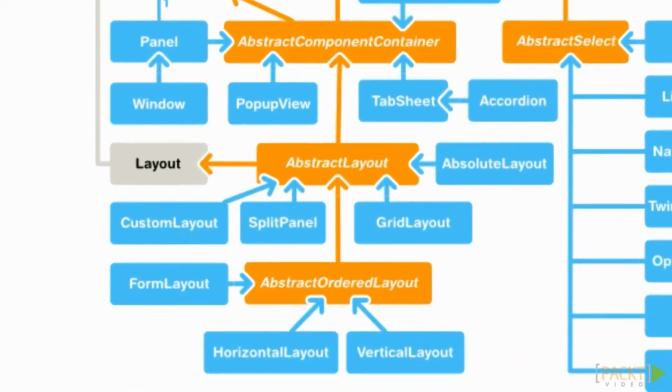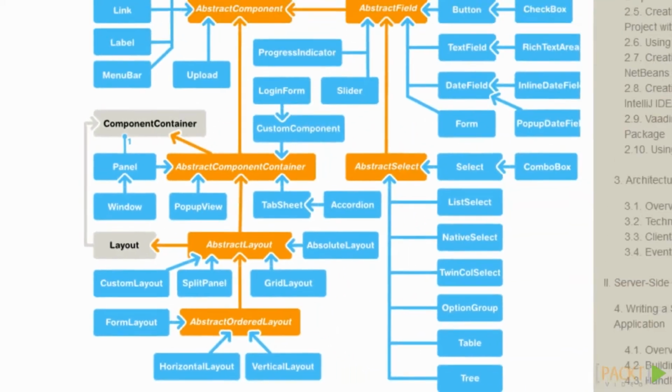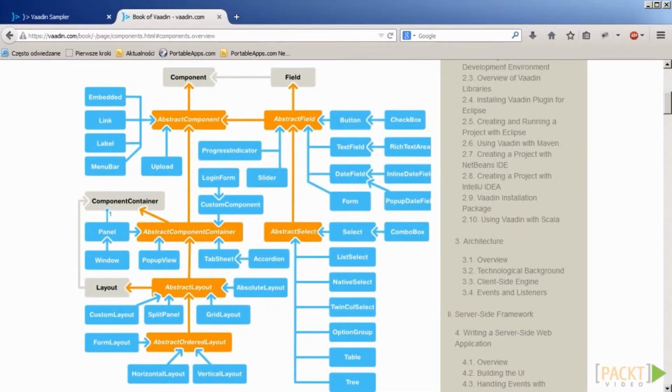Their only purpose is to arrange other components they contain. The most notable components in this group are the layouts, like horizontal, vertical, grid, or CSS layout, but also horizontal and vertical split panel, tab sheet, or panel. The number of UI components available in Vaadin is enormous.